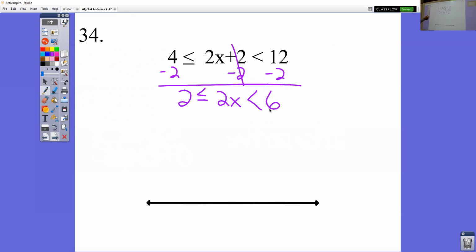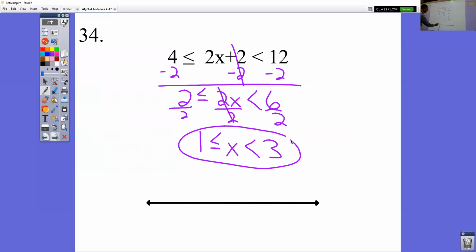Now we have 2 times x. The opposite of times is divide. So divide by 2, divide by 2, divide by 2. That gets that x all by itself. We're dividing by positive numbers, so I know my symbols are just going to stay the same. 2 divided by 2 is 1. 6 divided by 2 is 3. So there is our answer. We'd have a 1. We'd have a 3. We'd have a closed dot because of the or equal to symbol at the 1. We'd have an open dot at the 3 because there is no or equal to symbol. And the 2 dots are connected in the middle.